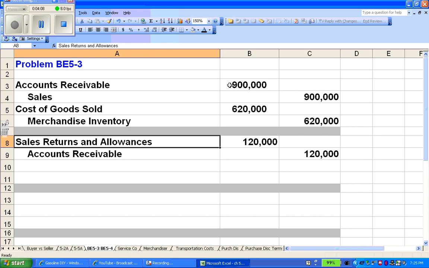Now you can just automatically, at any point in time, look at your financial statement and see what is the amount of your sales returns and allowances. If that's huge, you want to know why. You want to investigate what's happening there.